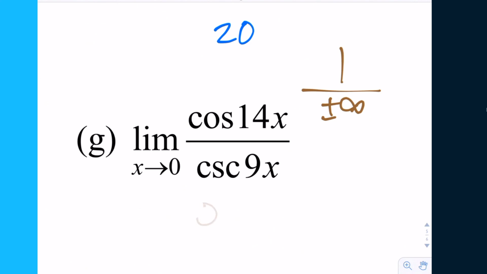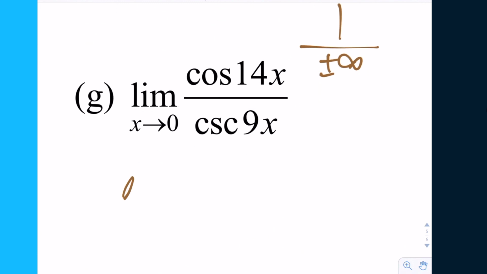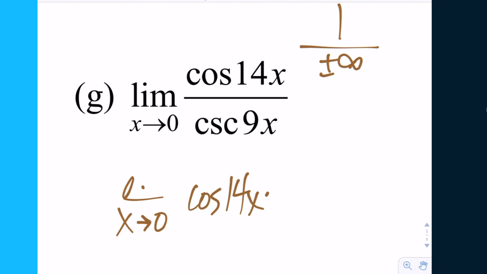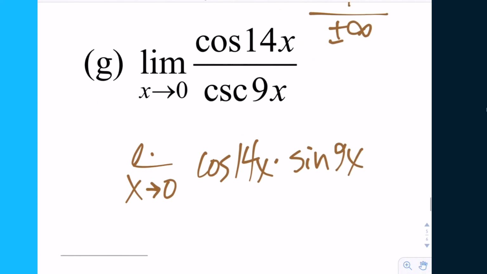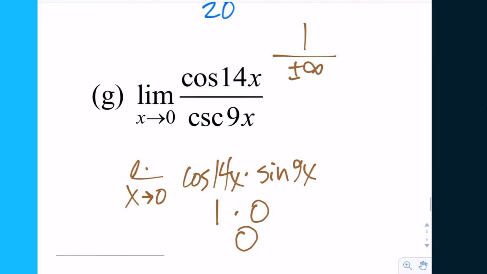Now, if you don't like that, if you want to use a little bit of trig manipulation using an identity, that's what identities are for, right? Keep the cosine of 14x in the top, and what can we do with the cosecant in the bottom? Yeah, bring it to the top and call it sine of 9x. Now direct substitution. Cosine of 0 is 1. Sine of 0 is 0. What's 1 times 0? Yeah. Do we get the same answer? Yeah, but it requires a little bit less analysis. It's more straightforward. It's just a computation.